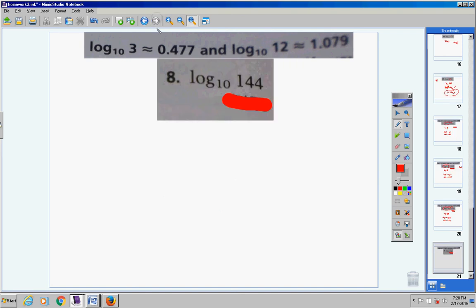Last problem, we're finally done. Here we go. Logarithm of 144. Well, how can I get 144 using 3s and 12s? Well, I can think of one way. Logarithm base 10 of what? 12 squared, right? Or you can do it this way if you want.